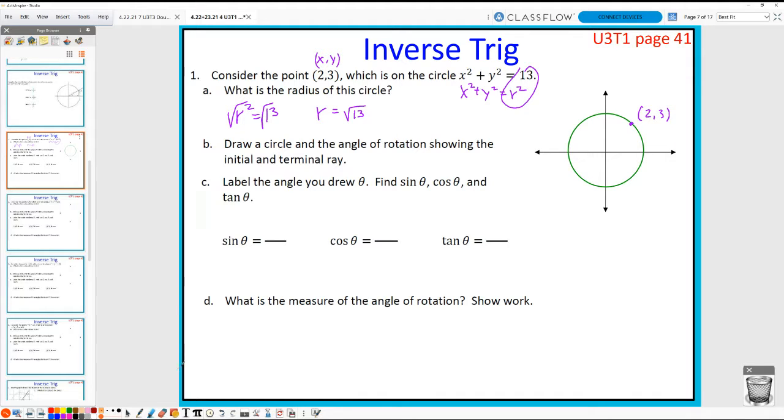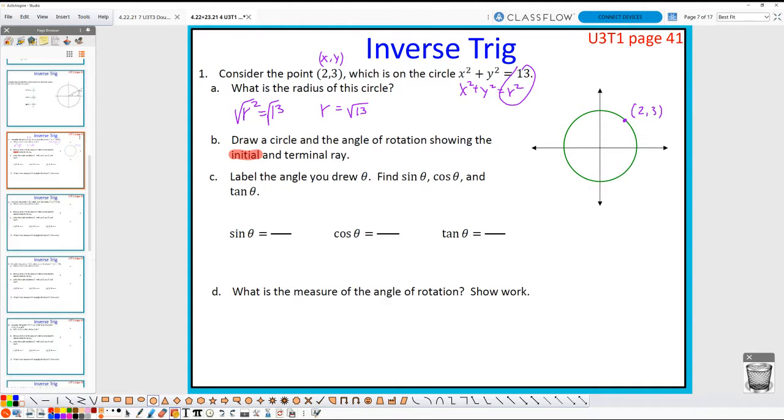Now here are some terms that we haven't really talked about as much. The initial ray, I'm going to draw this in red, is this line right here, starting from my origin along the positive x-axis. This is my initial ray. It's just because we always start at that point when we talk about rotations. It's always going to start there.